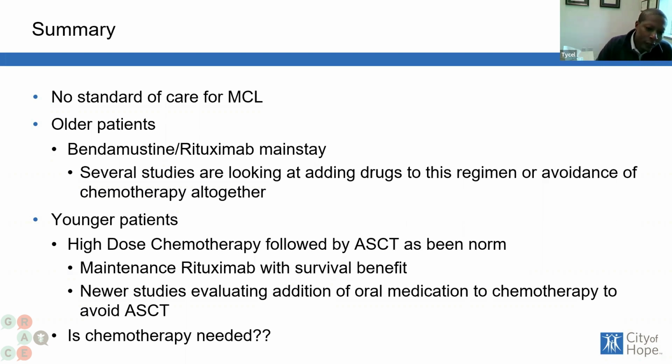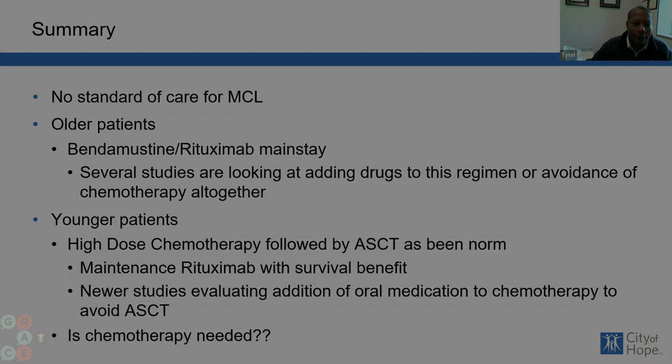For younger patients, high-dose chemotherapy followed by stem cell transplantation has been the norm. Maintenance rituximab has a survival benefit and is an important piece to consider. There are newer studies, as we discussed, evaluating the addition of oral medications to chemotherapy to avoid transplantation. And again, similar to the older patients, is chemotherapy even needed? Again, I'm plugging in here the importance of clinical trials for patients with this disease as we continue to try to make strides to improve treatments, adverse events, and overall outcomes for patients with mantle cell lymphoma.